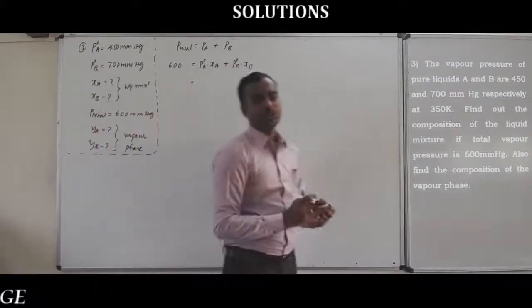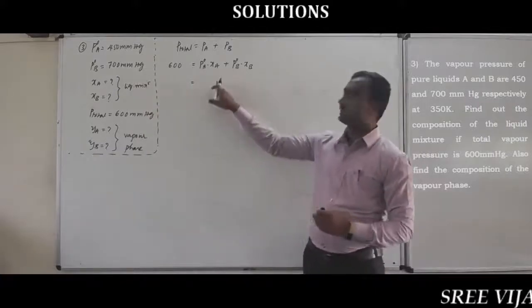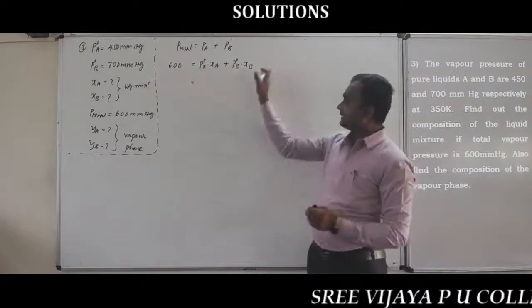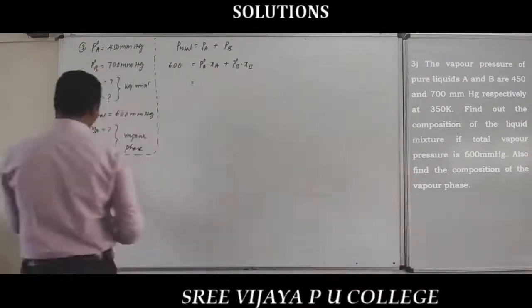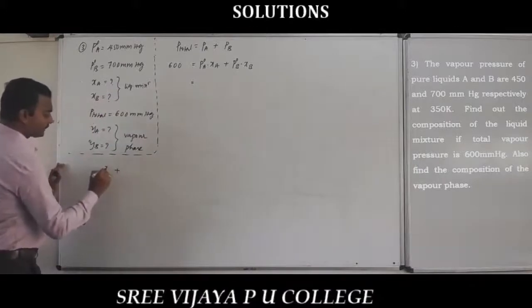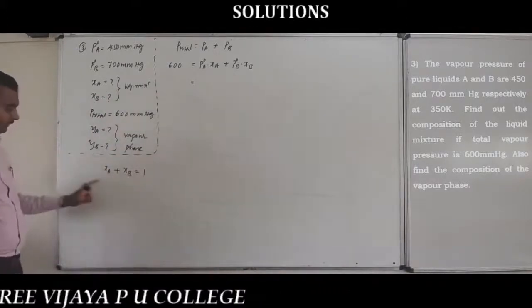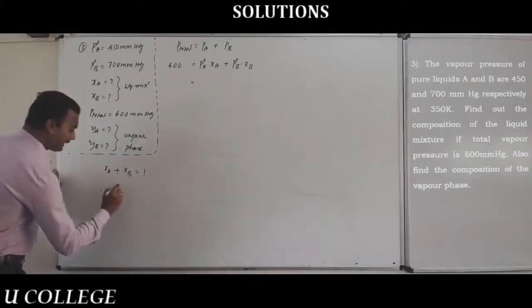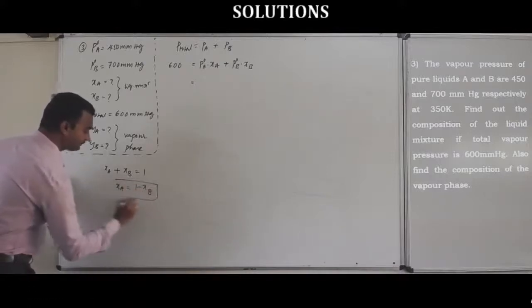XA and XB, if we don't know both values, then it is not possible to solve them both. So it becomes difficult to solve both. So what you do is, write XA in terms of XB, or XB in terms of XA. How can we write it? We know that the sum of the mole fractions of components in the solution is equal to 1. Very important. XA plus XB is equal to 1. Therefore XA can be written as 1 minus XB.